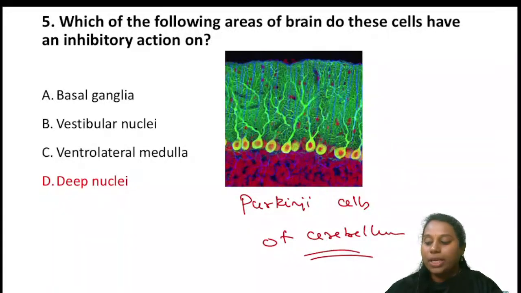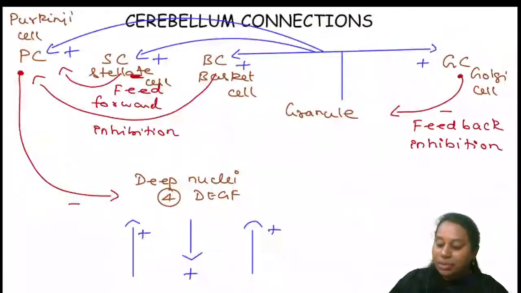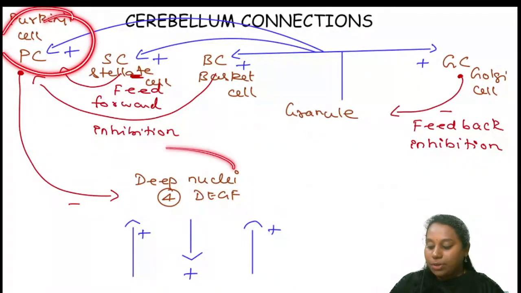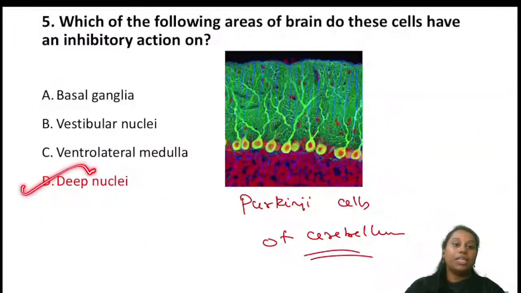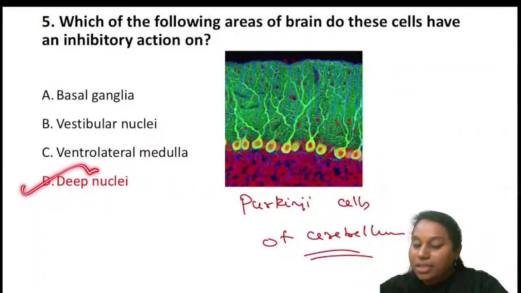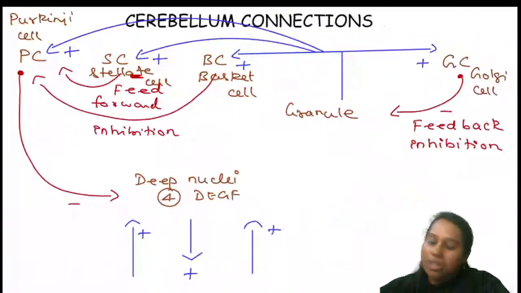Which of the following areas of the brain do these cells have an inhibitory action on? We identify the cells as Purkinje cell. Purkinje cell has inhibitory action on deep nucleus. The answer is option D, deep nucleus. Cerebellum is a very important part, especially for INI-CET exams. Cerebellum is an important topic.